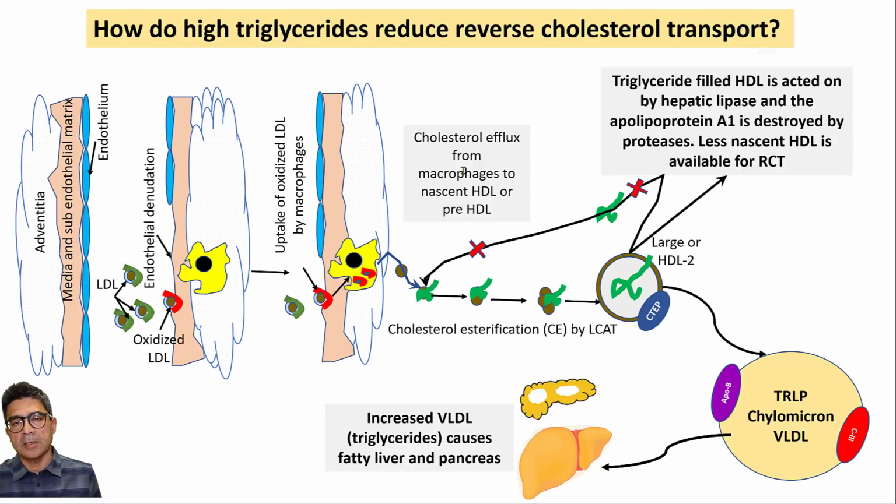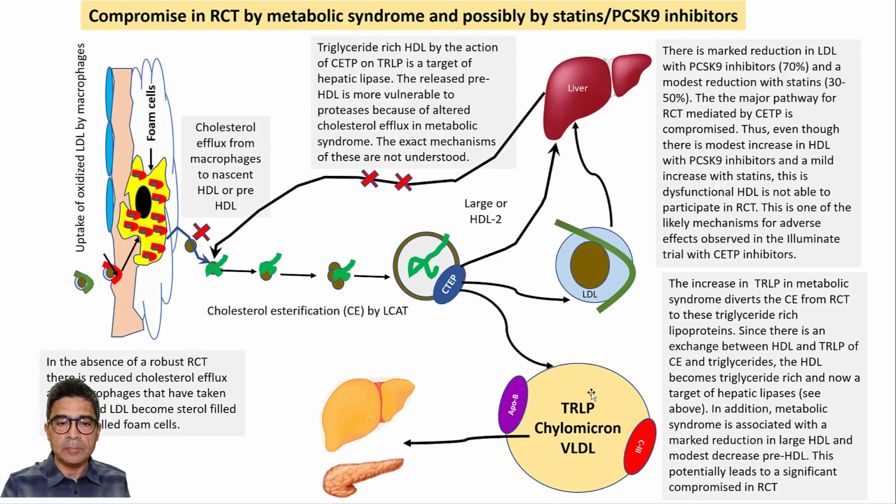So one of the best ways to inhibit or reduce reverse cholesterol transport is to have high triglycerides in the setting of insulin resistance. And these high triglycerides are unable to dump their cargo into the fat cells. They will then find a suitable organ like the liver, cause fatty liver disease, or go to the pancreas and cause fatty pancreas with additional damage.